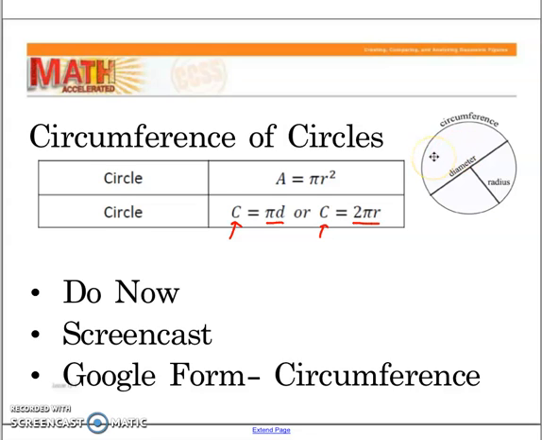And if we look at the circle, the circumference is around the outside of the circle. The diameter cuts right through the center and cuts the circle in half, forming two semicircles, and the radius is half of the diameter.